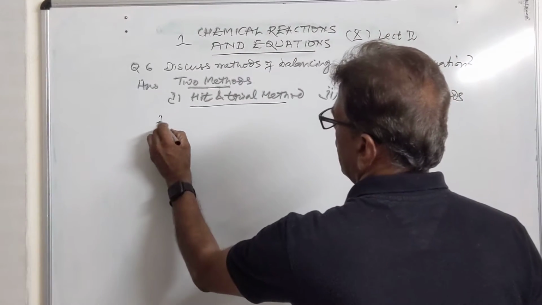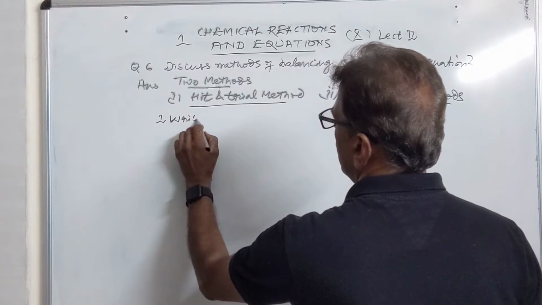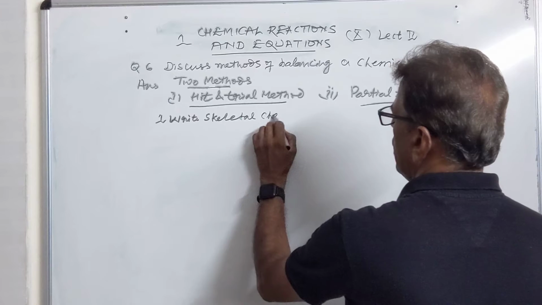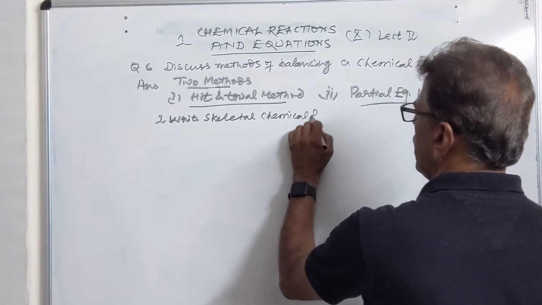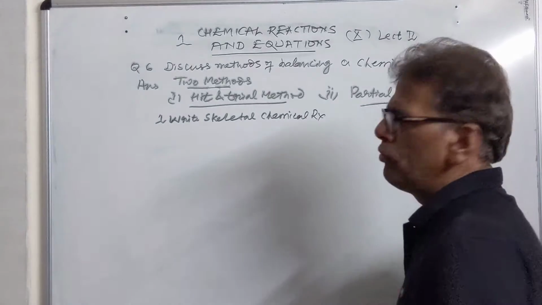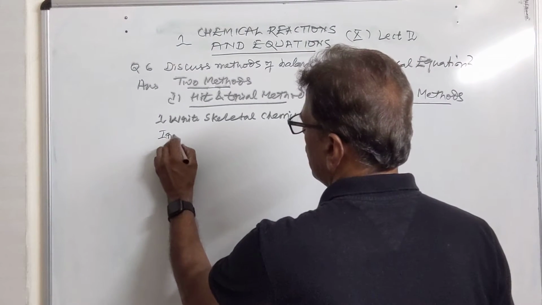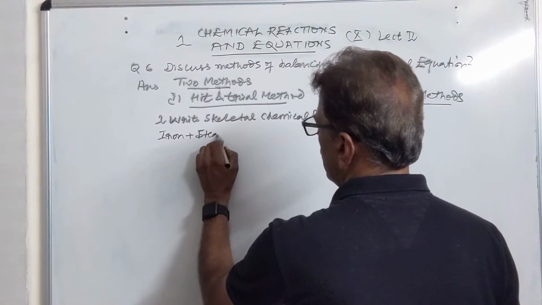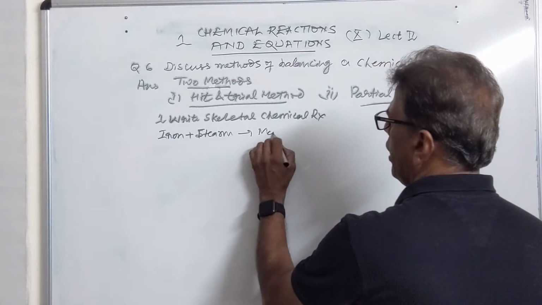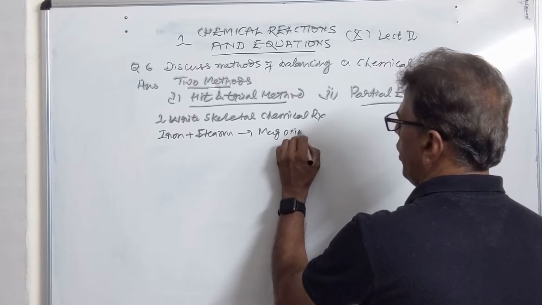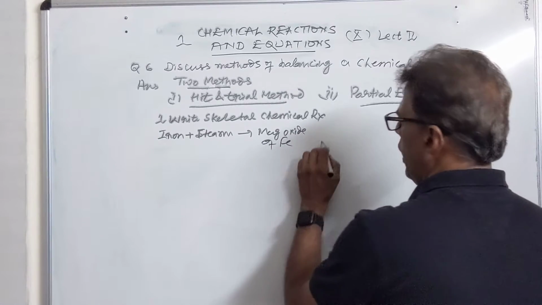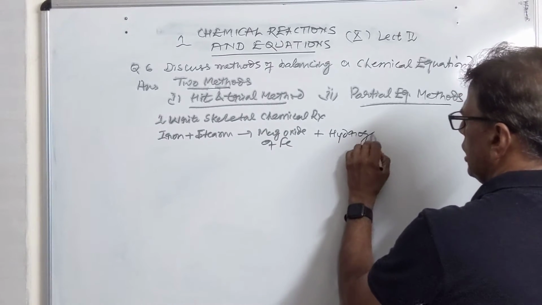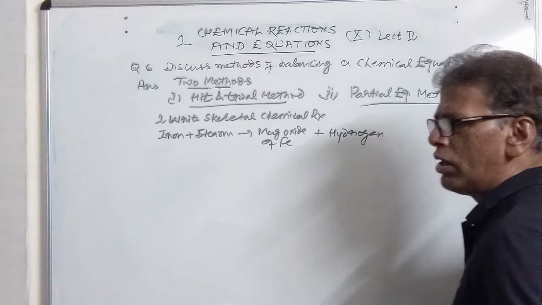First step of this method is write skeletal chemical reaction. सबसे पहले आपको ढांचा इक्वेशन लिखनी है. For example, we have iron, passed steam over iron. We got magnetic oxide of iron, and along with that we got hydrogen gas. So this equation is written in terms of words.